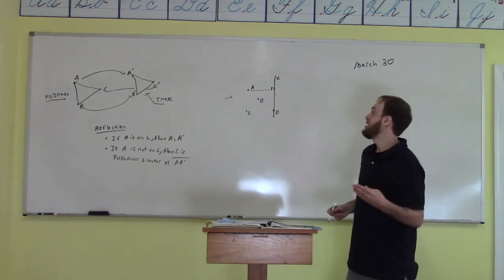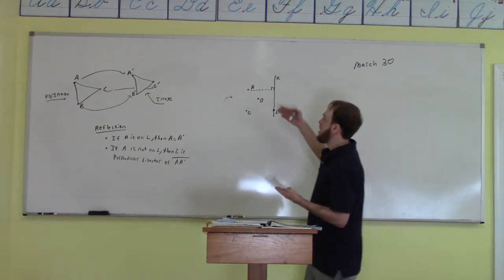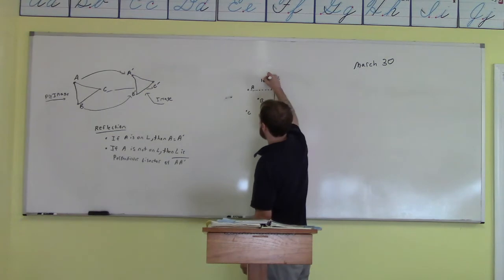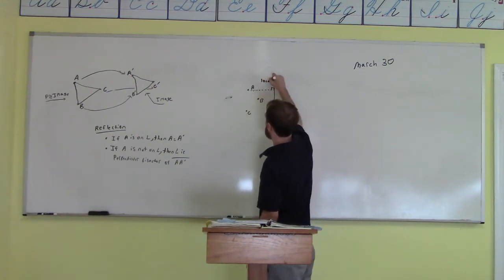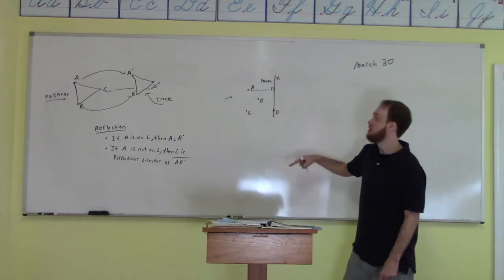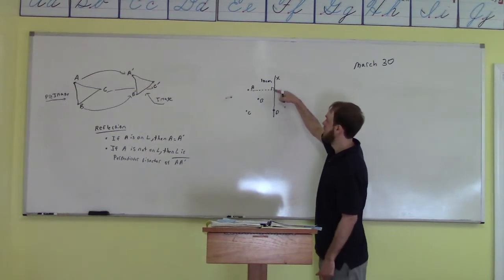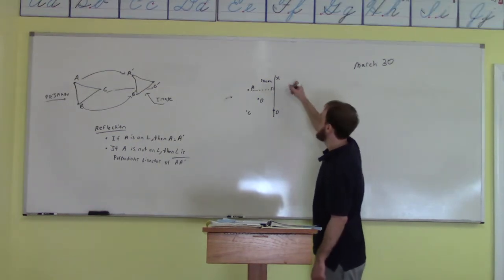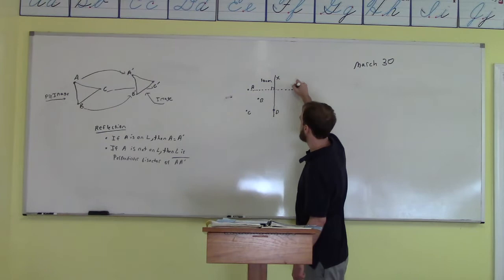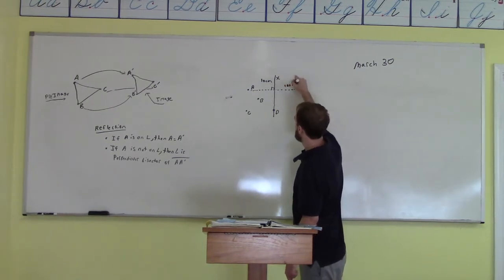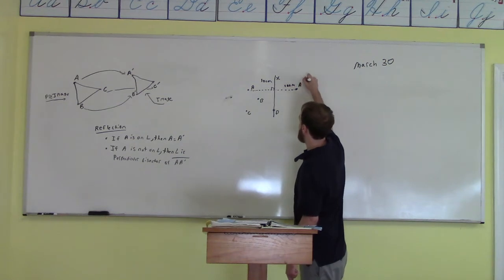Okay? And then you're just going to measure that distance. So if that distance was, say, 10 centimeters from A to the line, then you're going to measure 10 centimeters from the line out to this other side. And so I would just measure 10 centimeters, and then you would have your next point, and you would label that A prime.